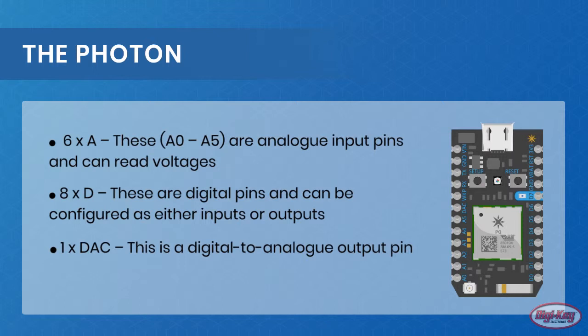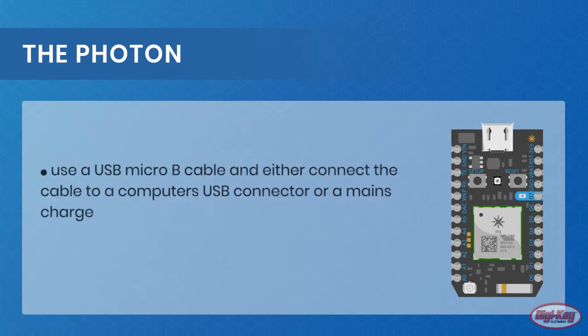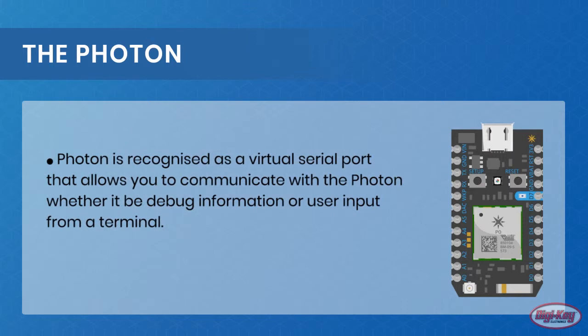When using the Photon in a circuit, there are a number of ways you can power your project. The first and easiest is to use a micro USB B cable and either connect the cable to a computer USB connector or a mains charger. Connecting to a computer or laptop has the added advantage that the Photon is recognized as a virtual serial port that allows you to communicate with the Photon, whether it be debug information or user input from a terminal.